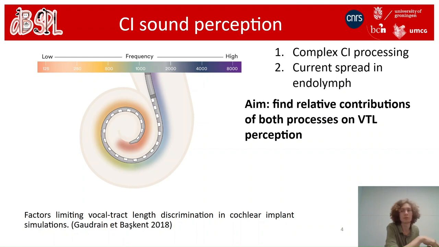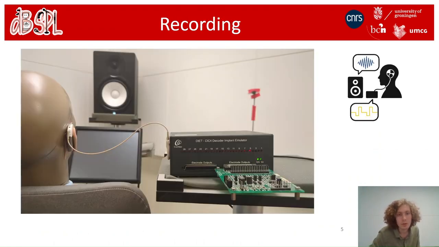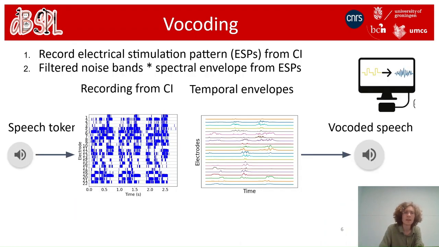So how do we get at these two processes? Well, we can record from an actual cochlear implant. We play a sound, the cochlear implant does a lot of processing and produces stimulation patterns, which are then recorded by a device from Cochlear. So we have a speech token, and this records a stimulation pattern for every electrode, which we can then translate into a temporal envelope. This temporal envelope can be combined with filtered noise bands to create vocoded speech.